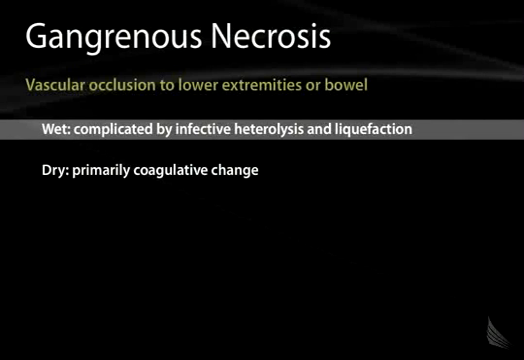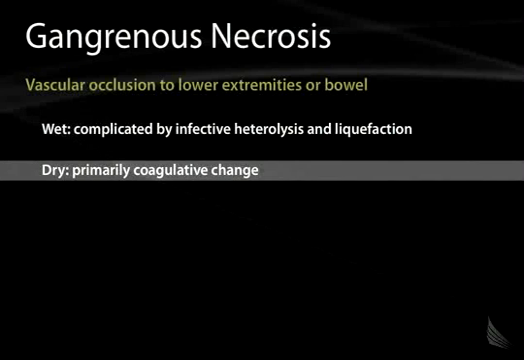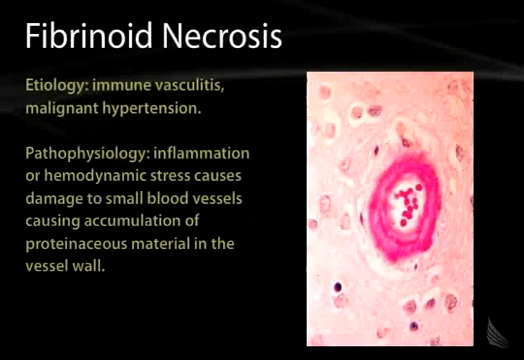And so you get liquefaction and inflammation that causes it to be wet and pussy. And that is wet gangrenous necrosis. On the other hand, dry gangrenous necrosis produces primarily a coagulative type change. So you get destruction of tissue without the resulting liquefaction and inflammation, at least not to the extent that you see in wet gangrene. The last type of necrosis that we'll talk about is fibrinoid necrosis.